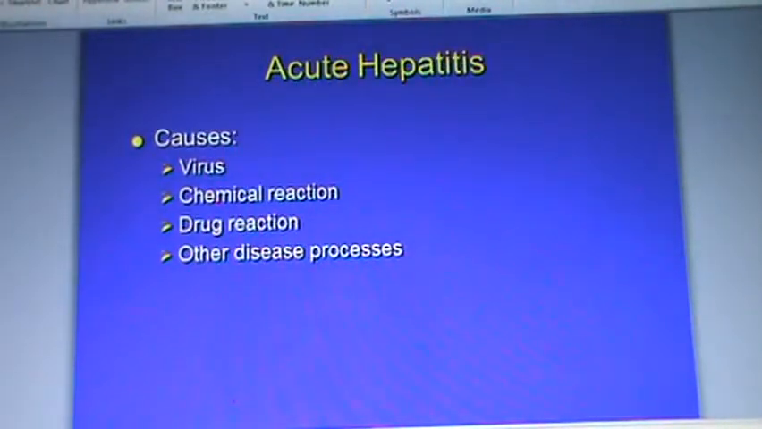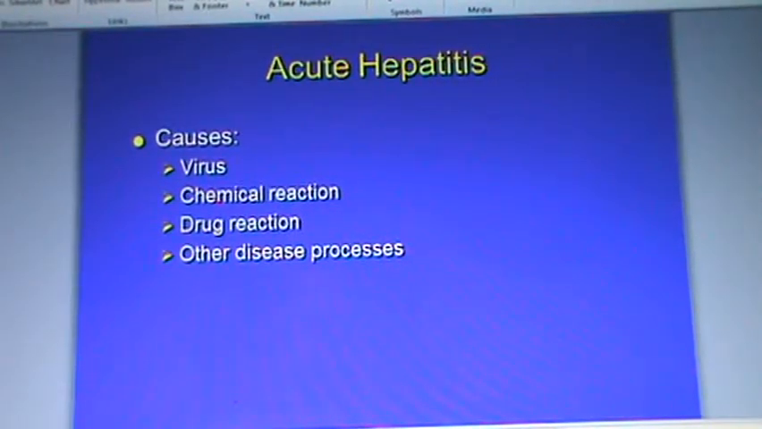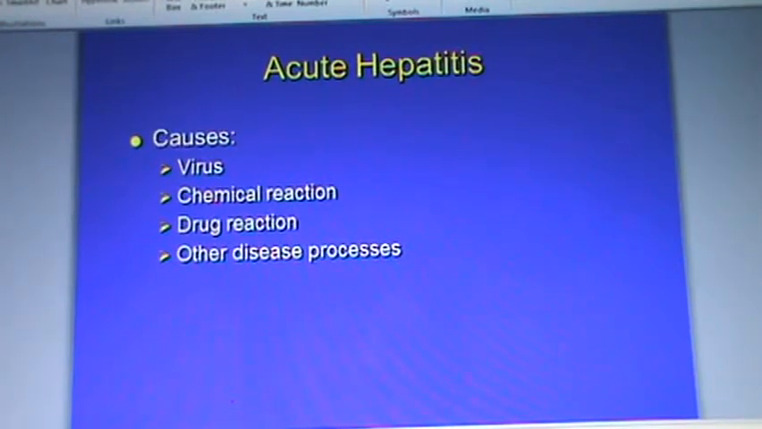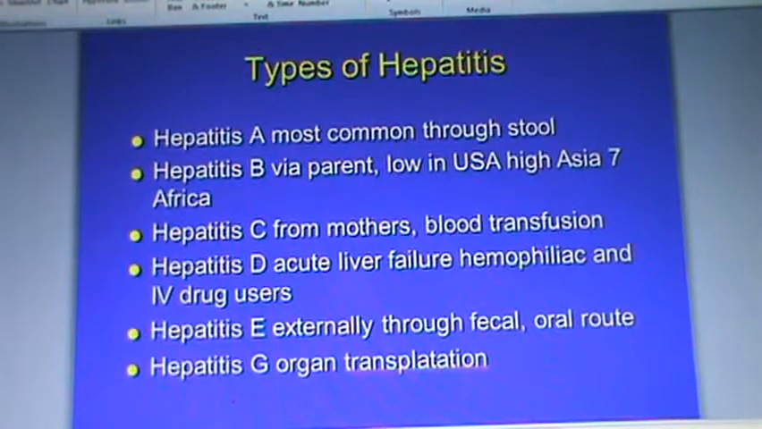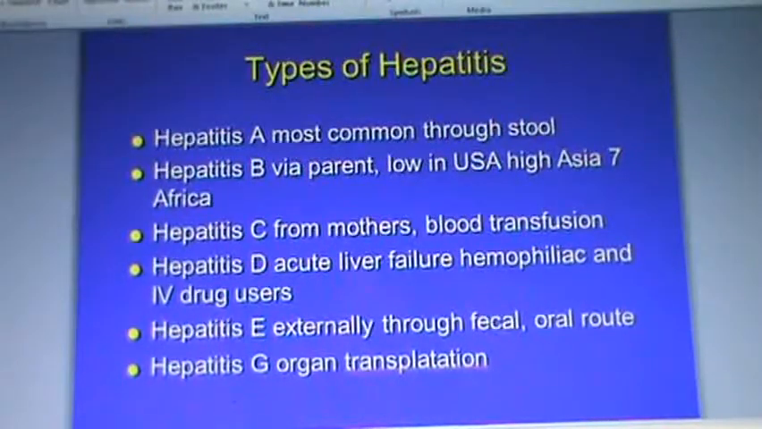Acute hepatitis causes a virus, chemical reaction, drug reaction, or other disease processes. Hepatitis A is the most common through stool. Remember that. Hepatitis B via parenteral. It's low in the United States, high in Asia and Africa. Hepatitis C from mothers, blood transfusion. Hepatitis D, acute liver failure, hemophiliac, and IV drug users.